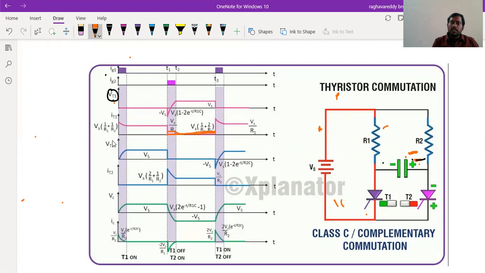Now, voltage across the thyristor T2. Let us look at the voltage across the thyristor T2. The voltage across the thyristor T2 is zero because T2 is on, nothing but short circuited, so the voltage across T2 is 0.